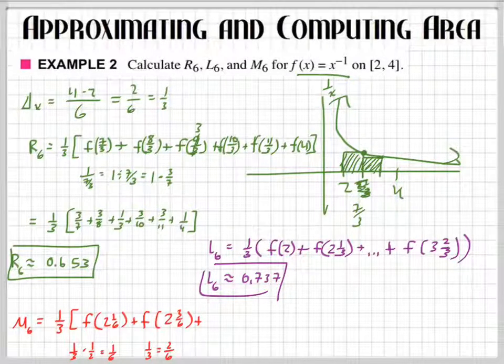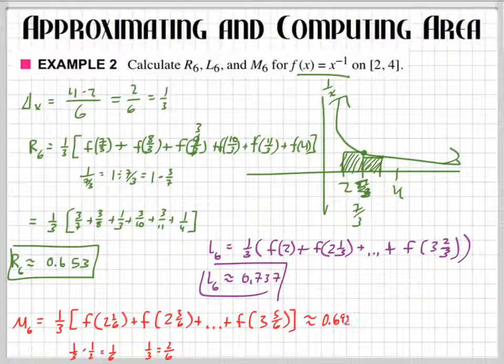And then plus dot dot dot, and we do this 5 times until you get the last one, which would be f of, let's see, 4 minus 1/6 would be 3 and 5/6. So that should be the last height that we have to add together. And then after you finish that, you will approximately get 0.692. That is M6.